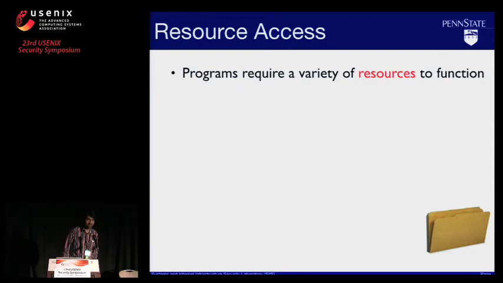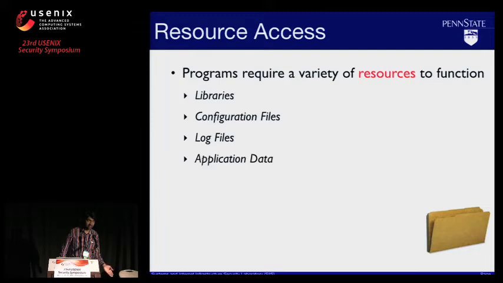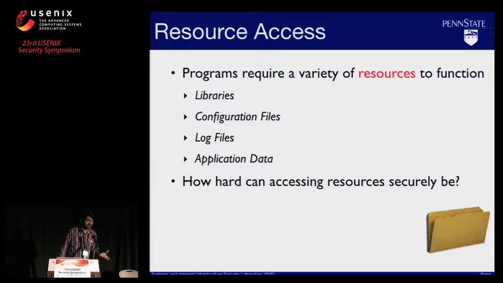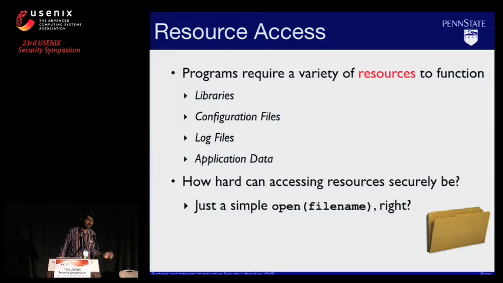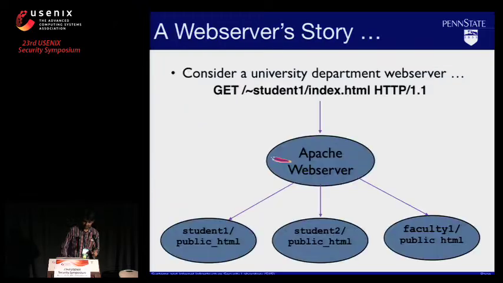So programs require a variety of resources to function, right? They may require libraries, configuration files, log files, application data, custom files, temporary files, and so on. So how hard can it be to securely access such resources? It's just a simple open of a file name, right? Okay, so let's answer this question with an example.